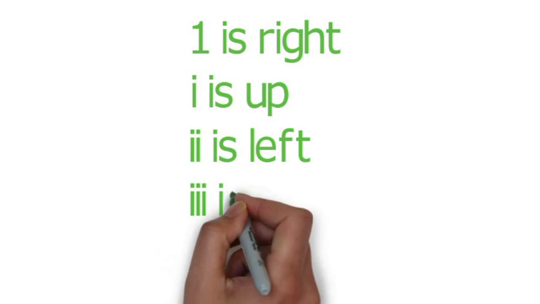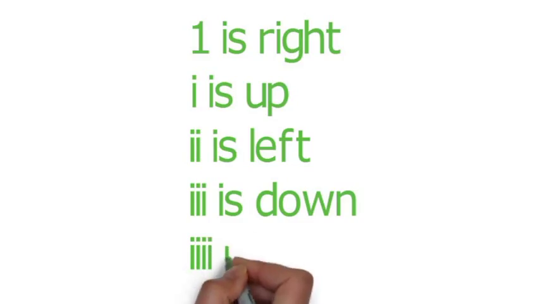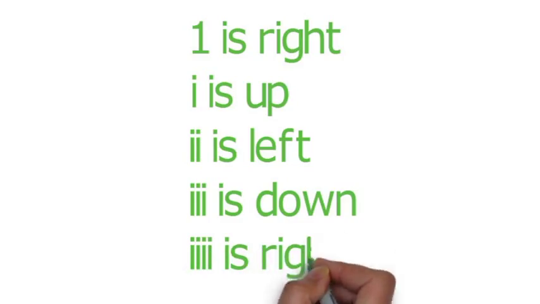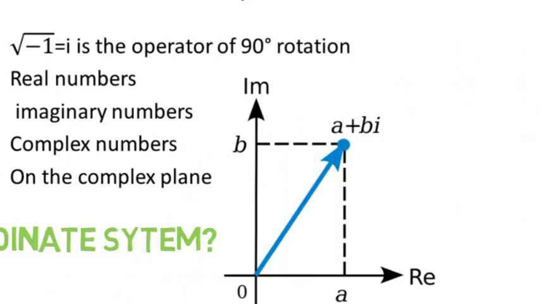1 is minus 1 times minus 1. Minus 1 is i times i. So 1 must be i to the 4th power. This makes exact sense as you turn around by 90 degrees 4 times. That is 360. That comes back exactly where it was.